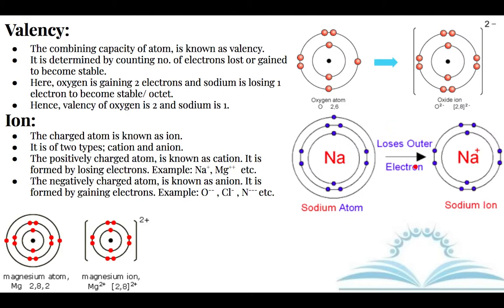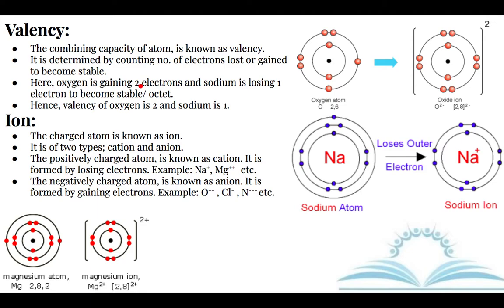That is why a question may come: why is the valency of sodium 1? So what will be the answer? As sodium loses 1 valence electron to become stable, its valency is 1. Similarly, why is the valency of oxygen 2? Since oxygen gains 2 electrons to become stable, its valency is 2.